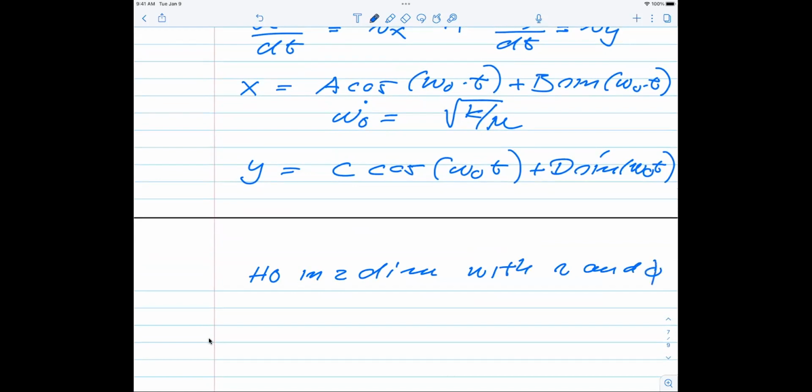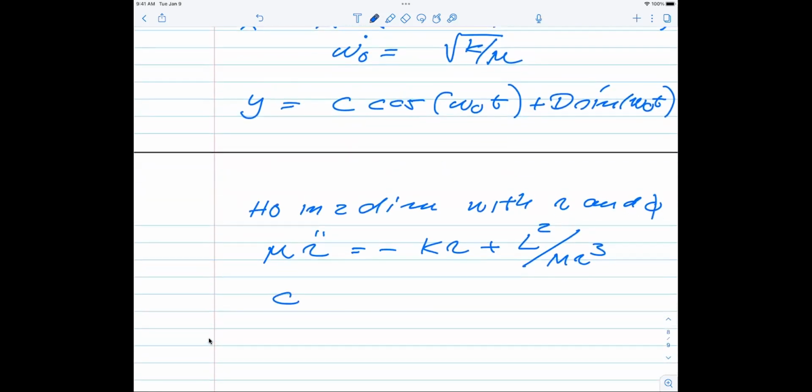what we have then is the following equation: minus mu times R second derivative is now equal to the force with this degrees of freedom plus L squared divided by mu R cubed. And finally, I also have the differential equation for the angle, which is L squared divided by mu R squared. And this equation here is actually much more difficult to solve analytically than when we did this in the x and y degrees of freedom.